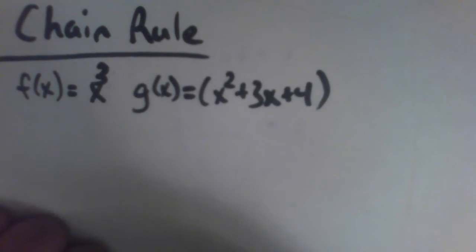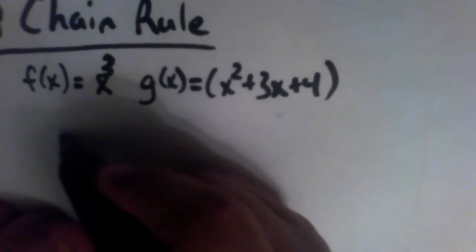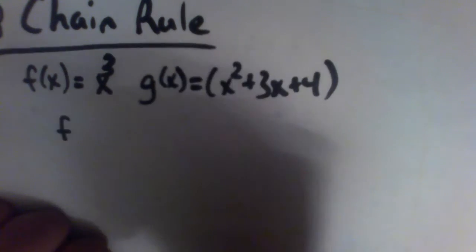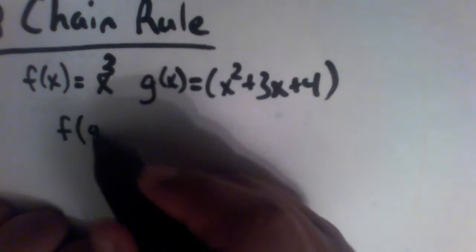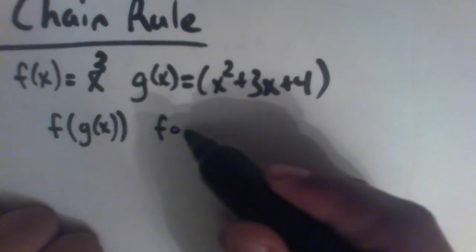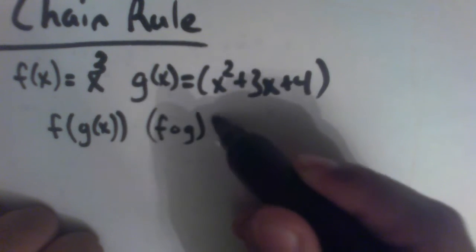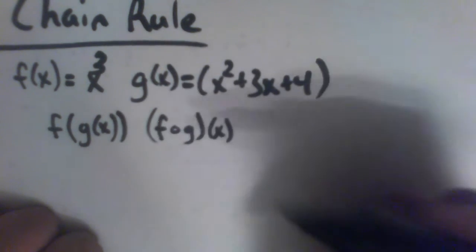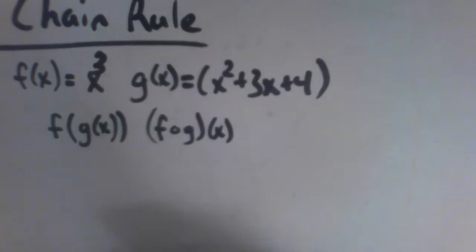So basically what the chain rule is, it's a composite. I don't know if you guys remember how to do composites. There are two ways to write composites: there's f of g of x, and then there's also f composite g of x. These are two of the ways to write them. I'm pretty sure there's another way, but I can't remember. But basically, I like to use this one.